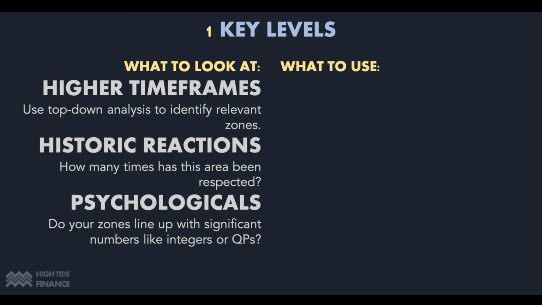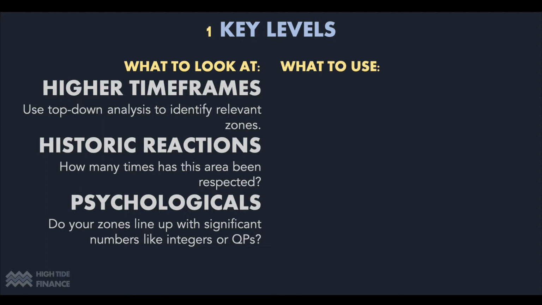Do your zones line up with significant numbers like integers or QPs? For those of us trading GJ at the moment on our calls, we're currently dealing with the 150 region, 155, 200, 800, these kinds of things. This is one of the benefits of being a one pair trader: you really get to know where those psychological levels are. So what do you want to use?